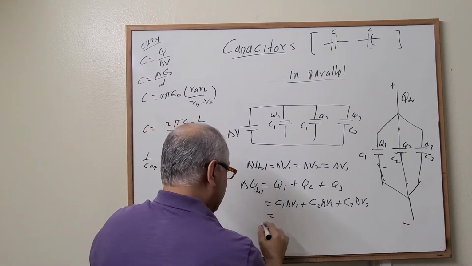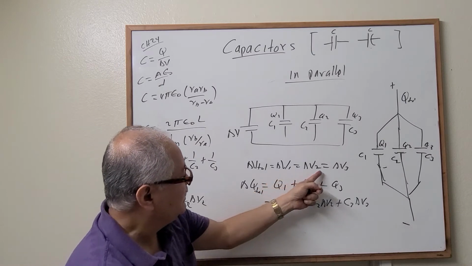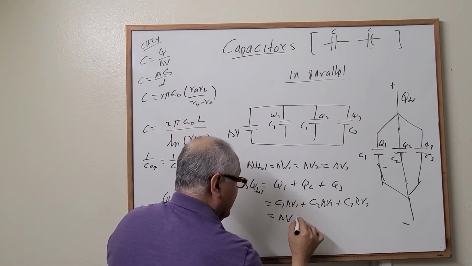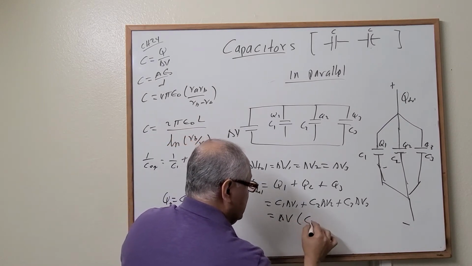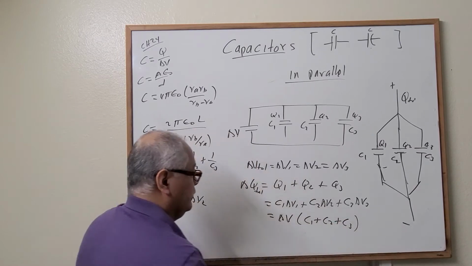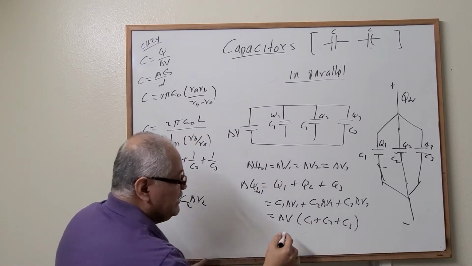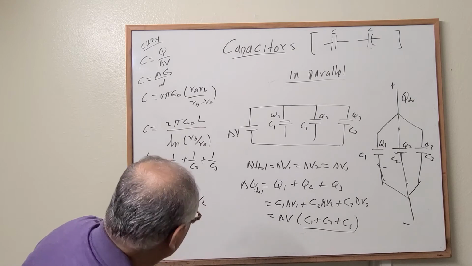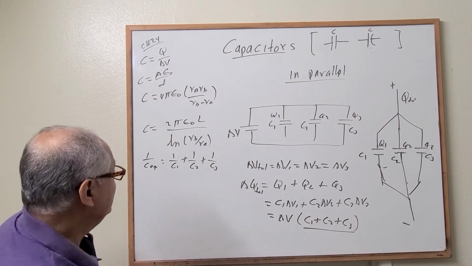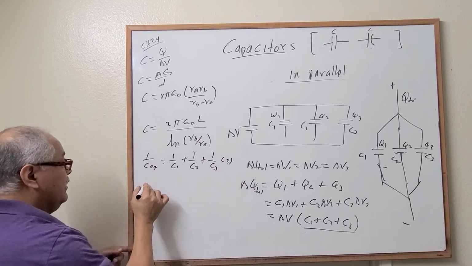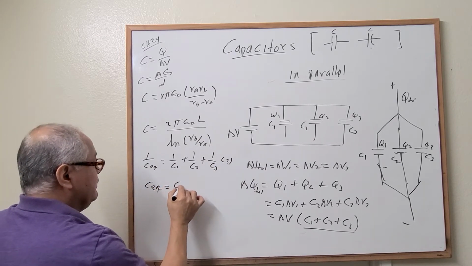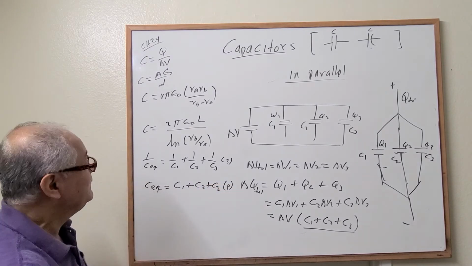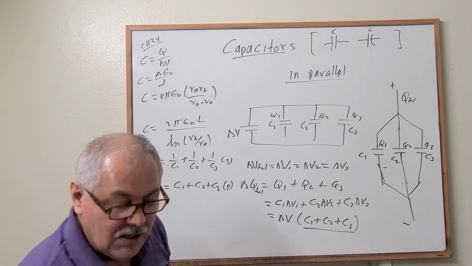Okay, perfect. But in this case, we found that the voltage is the same for each capacitor. Then let's factor that voltage: it's going to be that voltage times C1 plus C2 plus C3. The same thing as before, right? Now this is the equivalent capacitance for capacitors in parallel. The equivalent capacitance for capacitors in parallel is equal to the sum of all the capacitances. That's our parallel case.